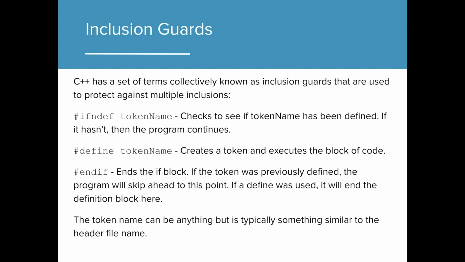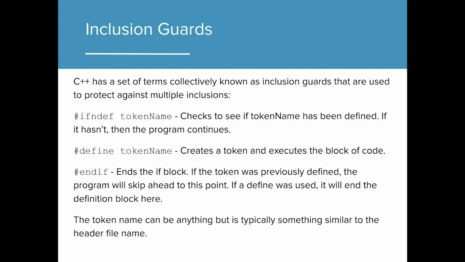C++ has a set of terms collectively known as inclusion guards. They are used to protect against multiple inclusions of functions. The first one is ifndef, and it checks to see if a token name has already been defined. If it hasn't, the program continues. The second one is define.